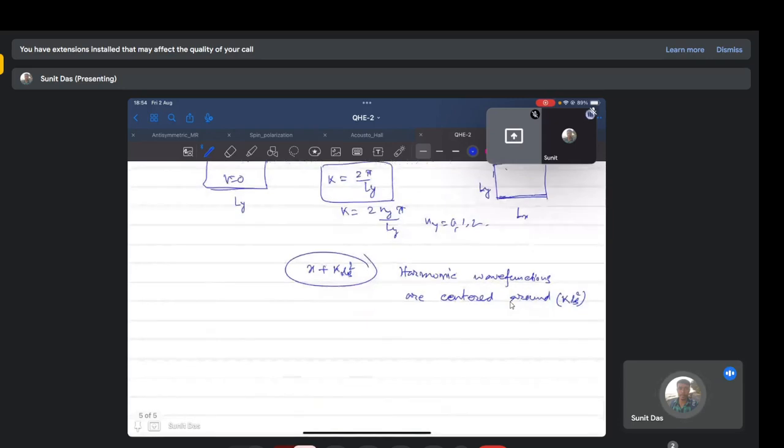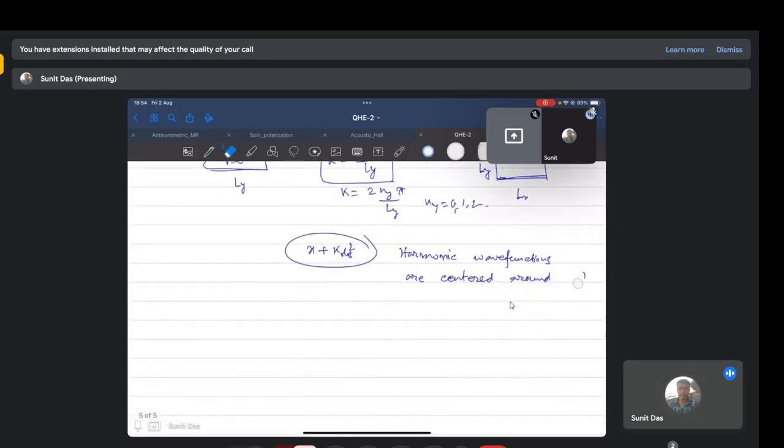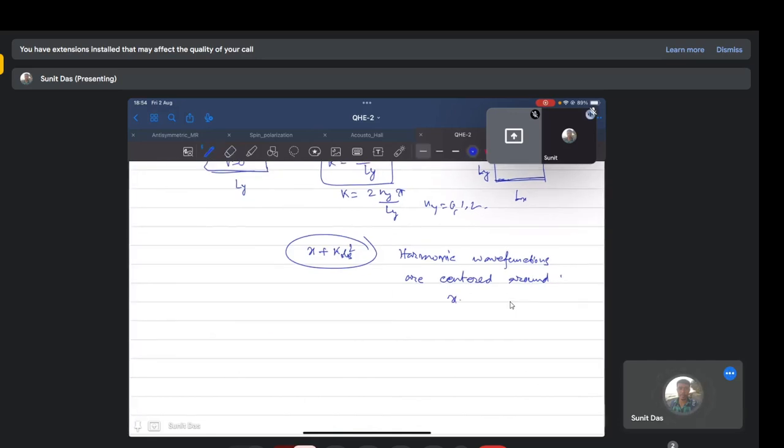Well, rather, it should be minus, sorry. Around minus k l_B square. So it's being too bad, right?